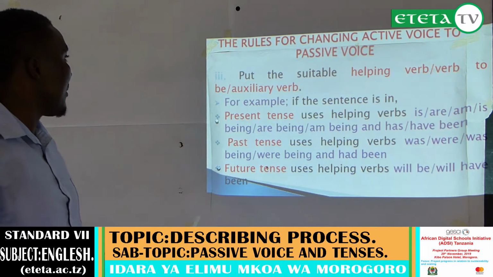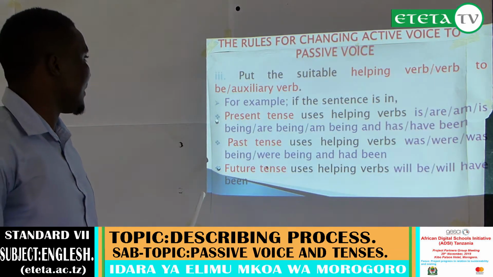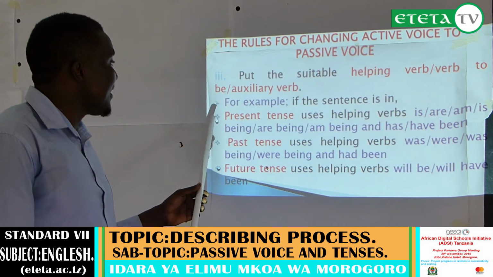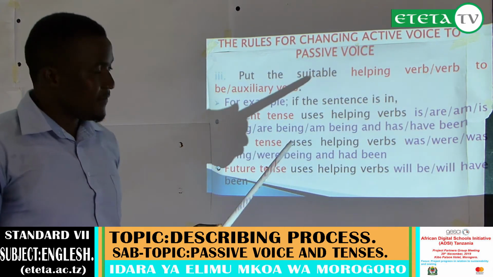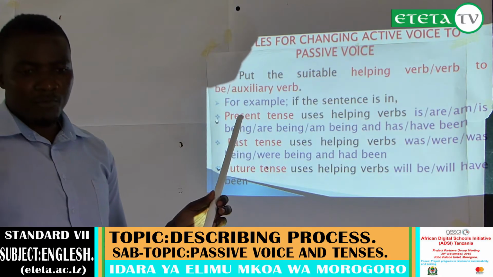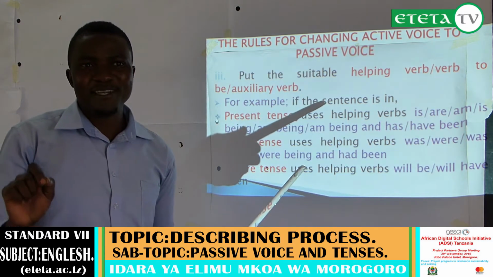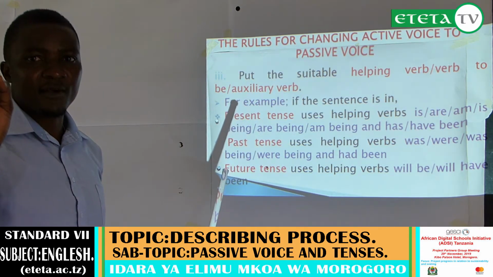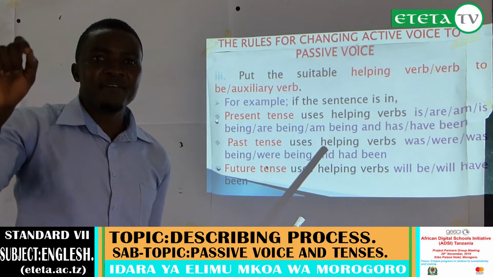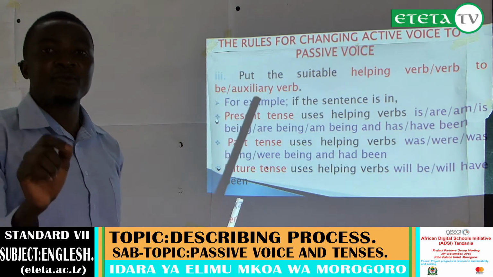Yes, let us see another rule when changing active voice sentences into passive voice sentences. Rule number 3 is about putting the suitable helping verb, or verb to be, or you can say auxiliary verb. My friend, when you change active voice sentences into passive voice sentences, make sure that you put a suitable helping verb. You are not supposed to put just any helping verb. You have to put a helping verb according to the type of tense you are dealing with.